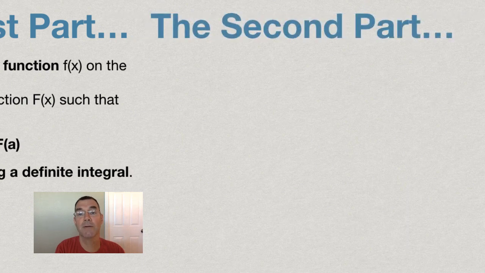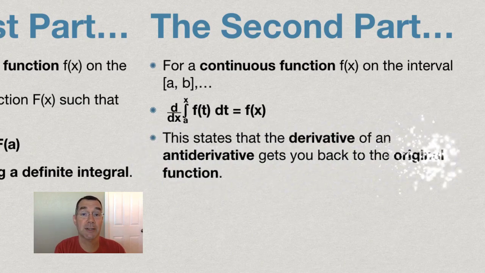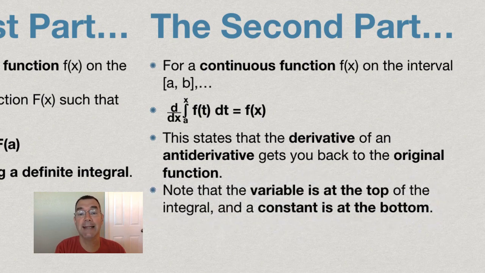The second part is the one I want to focus on. Again, I need a continuous function on the closed interval from a to b. So what this says is if I take the derivative, which is what d dx is, of an antiderivative, which is what that integral is, then I'm going to get back to the original function. So basically, if I take a function and I take the antiderivative and then I turn around and take the derivative again, I get back to the original function. Okay, now notice that in that integral, this is very specific. There has to be a variable at the top of the integral and a constant at the bottom. And we'll talk about what happens when that is not the case.